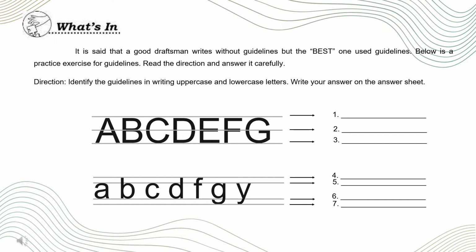For the uppercase letter, we have number 1, number 2, and number 3. For the lowercase letters, we have the following guidelines. Number 4, number 5, 6, and 7.